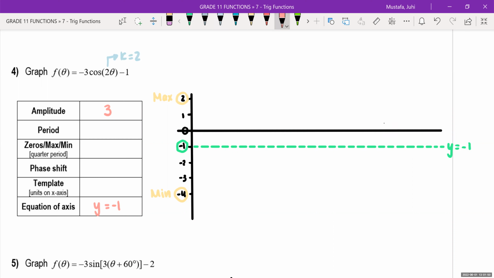And that means when we're figuring out the period, remember the equation for period is 360 degrees divided by K. So the calculation we're going to have to do is 360 degrees divided by 2, which is going to give me 180 degrees. What does this mean? This means that one cycle from start to finish has to be 180 degrees.